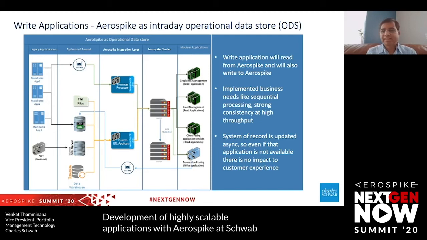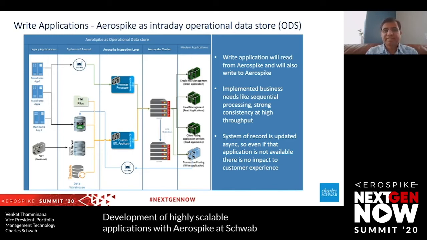During intraday, Aerospike is our system of record, and here we are getting the benefit. Even if the source system is not available, there is an outage or latency or anything, customer experience is not impacted. It is written asynchronously, so if the source system is not available, messages will queue up in the queue, and when it becomes available, everything will be written.